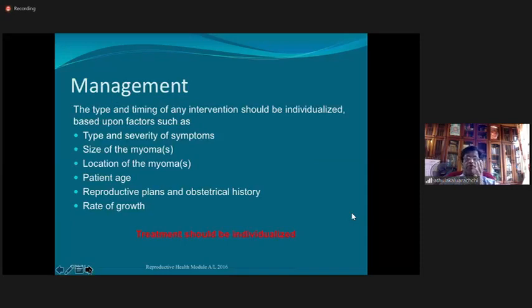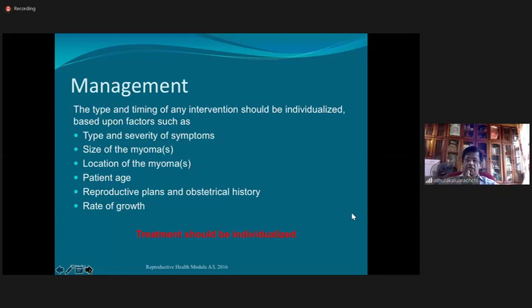Right. So if you have fibroids, what do you do? Now, I told you earlier, most of the fibroids are asymptomatic. So if they are asymptomatic, just leave them alone. Just because you see fibroids, you don't have to operate. Whether you want to operate or not will depend on these factors.